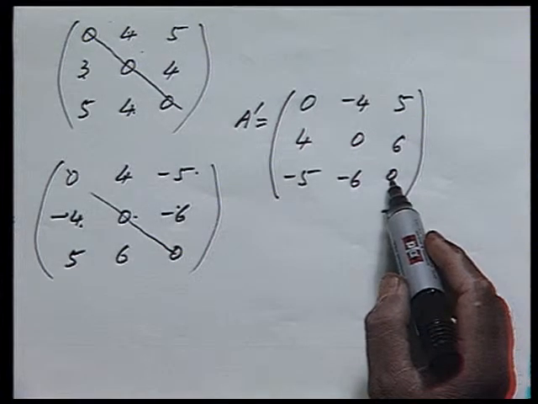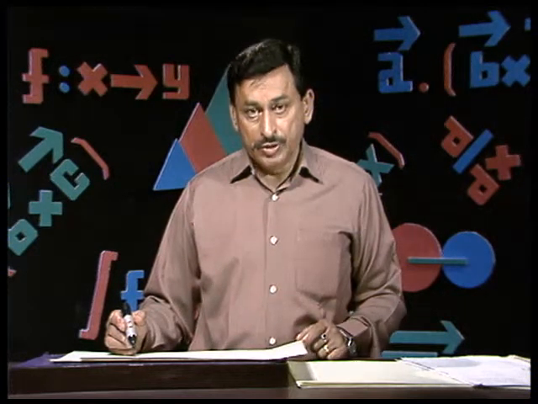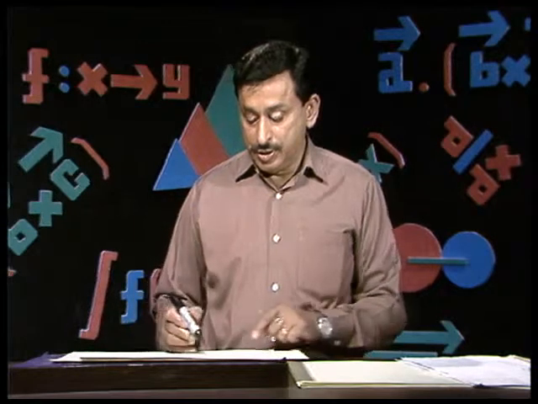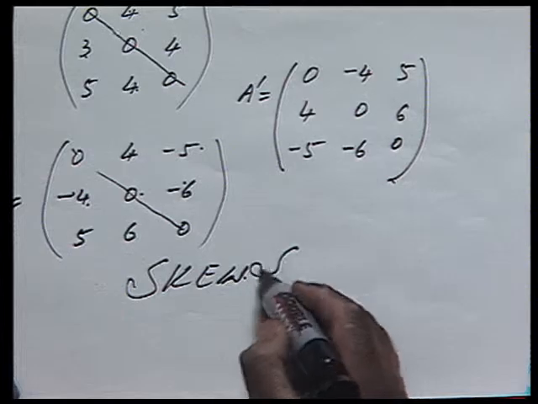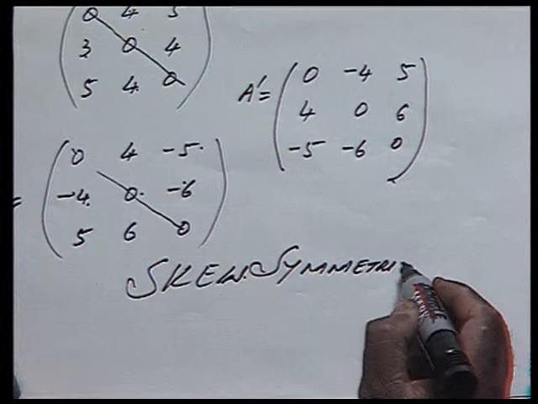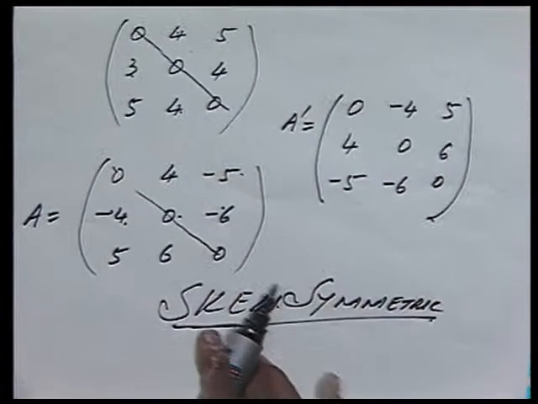They seem to be giving us a different kind of symmetric information, which is not exactly symmetric. This is a skew symmetric information. That is, this kind of matrix is called a skew symmetric matrix. We have got the skew symmetric matrix in this case.